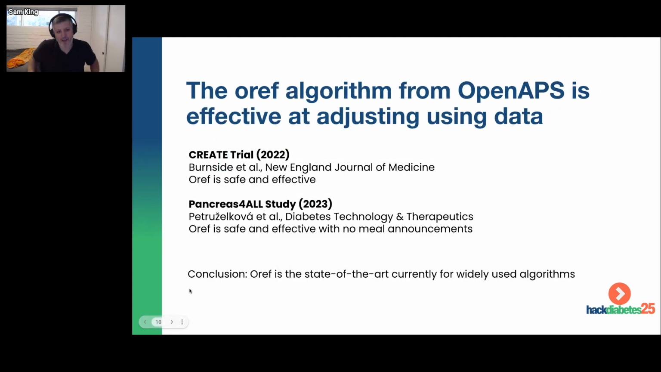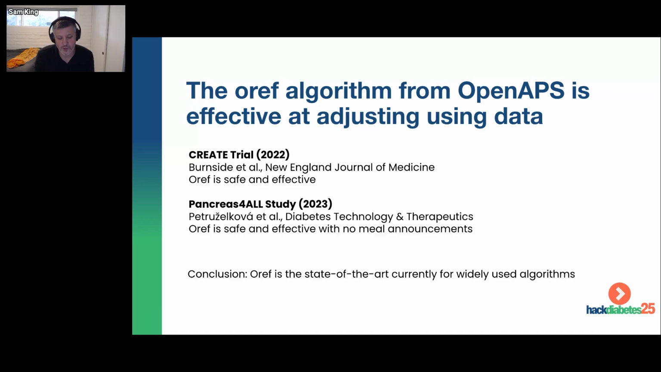And so having all of this data and this ability to run experimentation really gives you a lot of great opportunities to build a dynamic system. And one system that's out there today that does a very good job at making use of this experimentation framework is the oref algorithm, originally from OpenAPS.